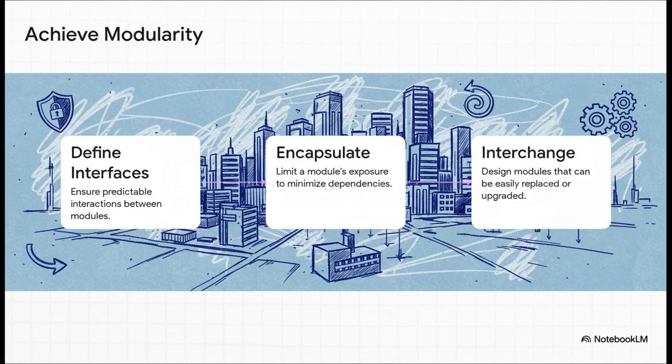And how do you do that? Well, a few key ways. You define really clear interfaces so each block knows exactly how to connect to the others. You also encapsulate functionality, which basically means each block just minds its own business and doesn't expose all its inner workings. This is what makes them interchangeable. If one piece isn't working or you need to upgrade it, you can just swap it out without wrecking the whole thing.